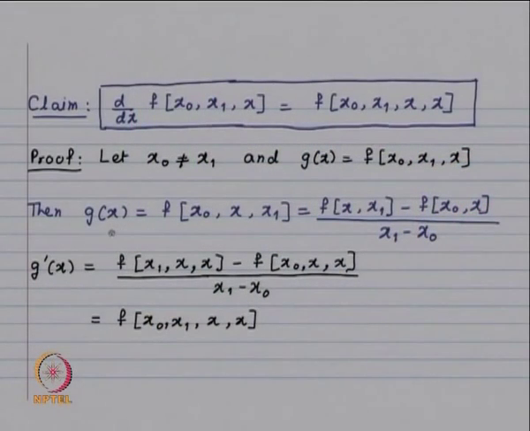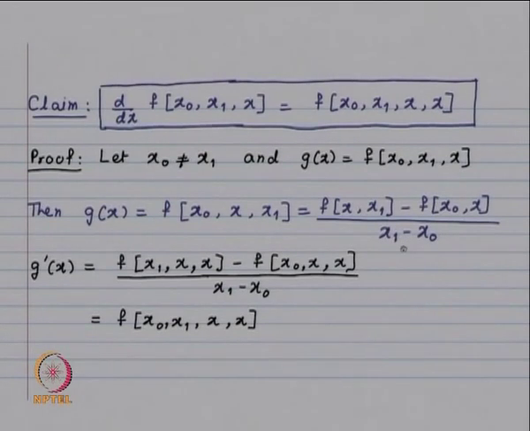You look at f of x 0 x 1 x, our divided difference is symmetric about its arguments. That means, the order of x 0 x 1 x will not matter. So, the divided difference based on x 0 x 1 x will be the same as the divided difference based on x 0 x x 1. So, now our g x is the divided difference based on x 0 x x 1. By the recurrence formula, this is f of x x 1 minus f of x 0 x divided by x 1 minus x 0.